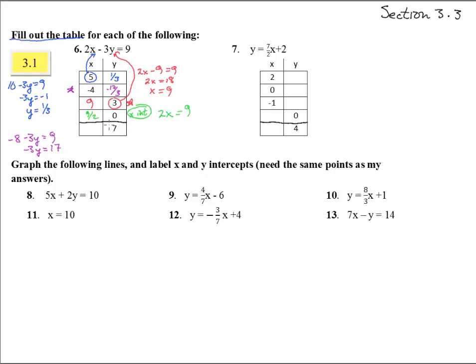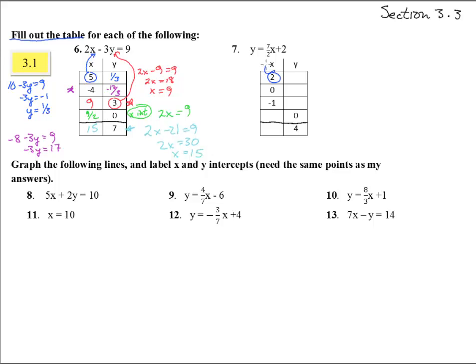And then the last one here, stick 7 in for y. So we get 2x minus 21 equals 9. Add 21, we get 2x equals 30. Divide by 2, and we get x equals 15. Let's put that in there. Good. All right, number 7.